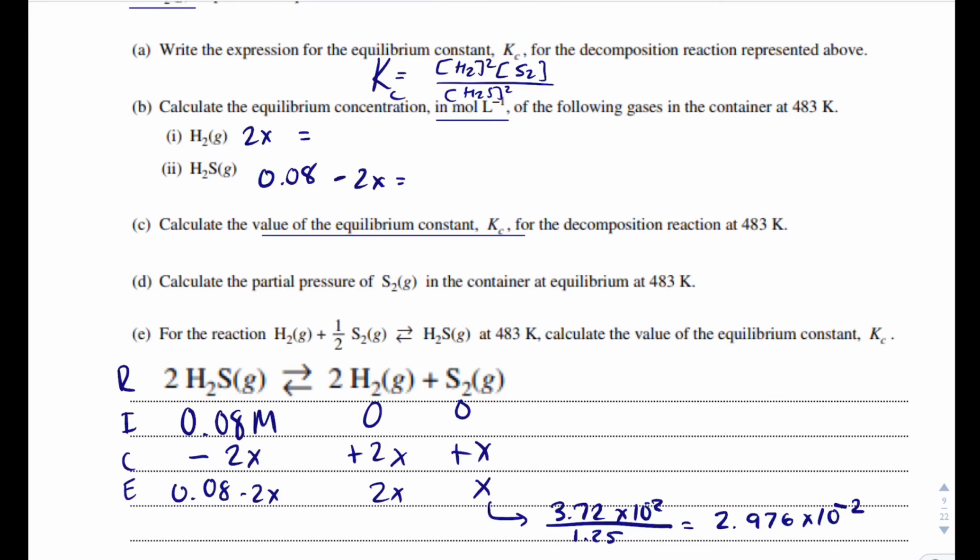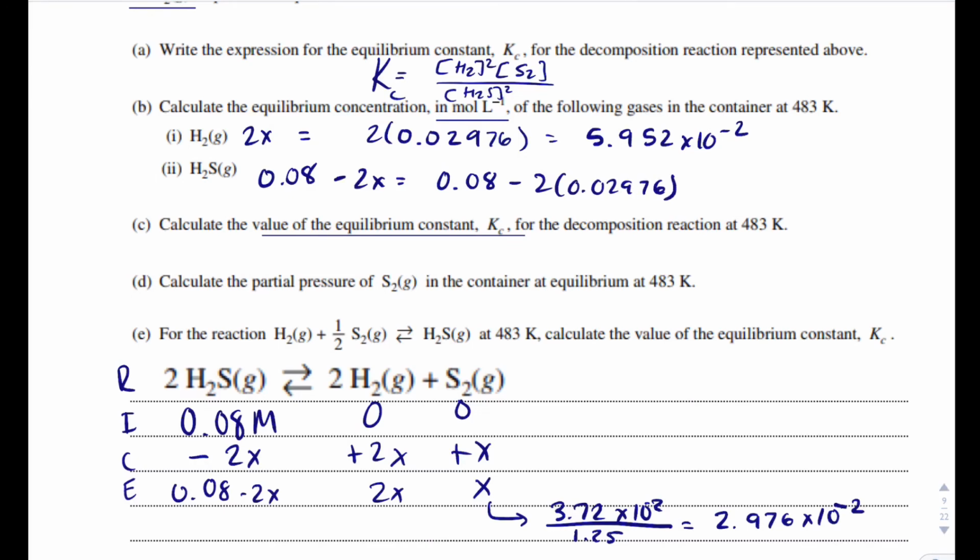So what I can do is take 2 times x. x we have now solved as 0.02976. So 2 times 0.02976 gives me 5.952 times 10 to the minus 2. And then I can take 0.08 minus 2 times 0.02976. That ends up being 2.048 times 10 to the minus 2.